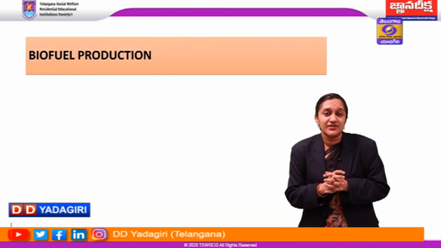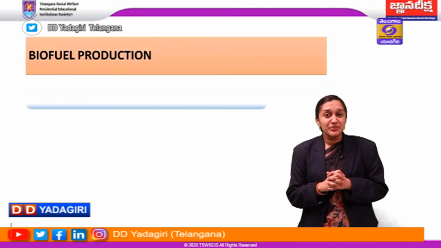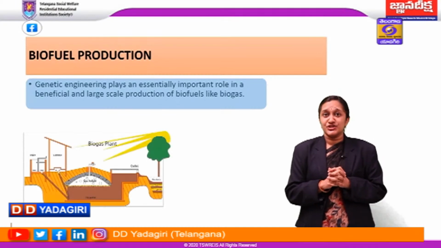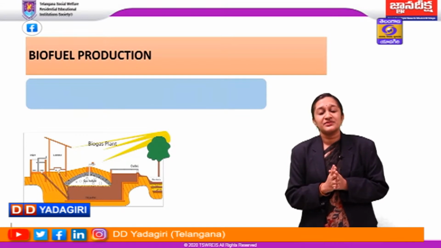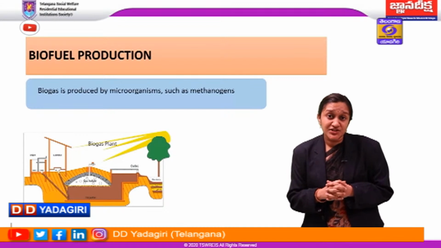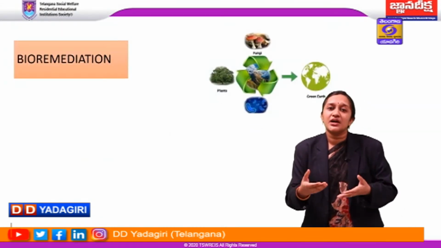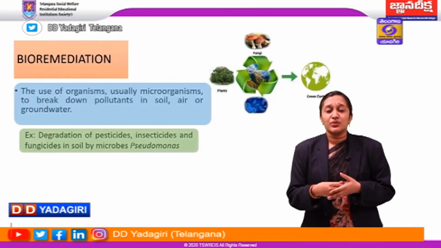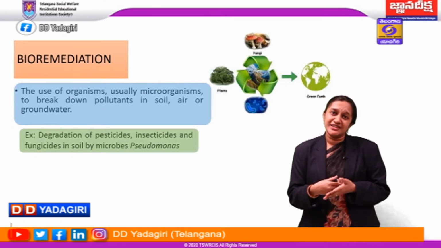Let's now see how we are safeguarding the environment using recombinant DNA technology. We are able to produce biologically efficient fuels using genetic engineering. This is possible by modifying the microorganisms which are methanogens that produce biogas. Bioremediation, I mentioned earlier, is a technique of using microorganisms to break down the pollutants in the soil, air and water. So these microorganisms are capable of degrading pesticides, insecticides and fungicides.